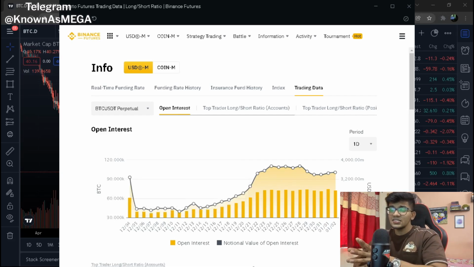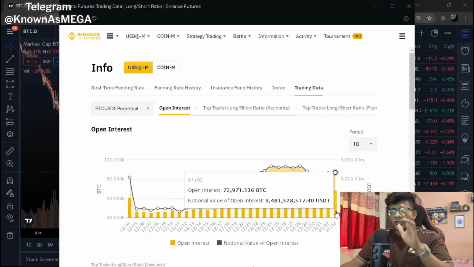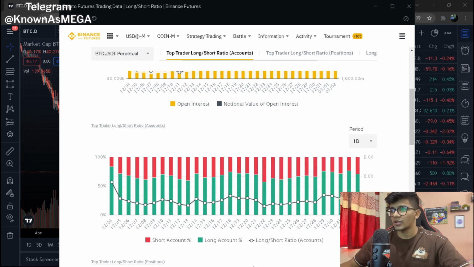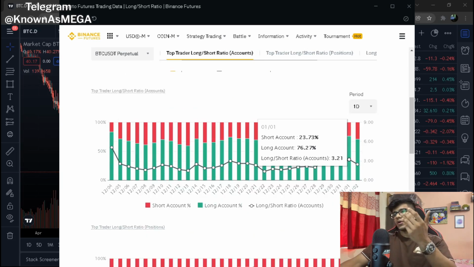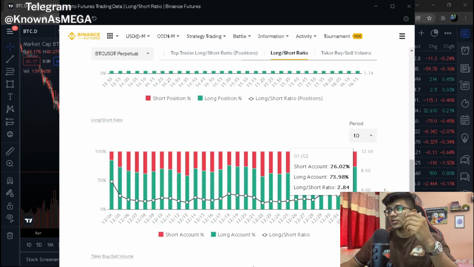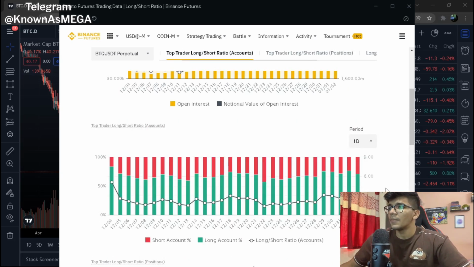So open interest is nothing but how many positions are currently open in the market. Now, open interest does not tell you whether the positions are on the upside or on the downside. It only tells you how many positions are open. So we can combine open interest with long short ratios and understand whether people are going short or going long. So we are going to combine this data.